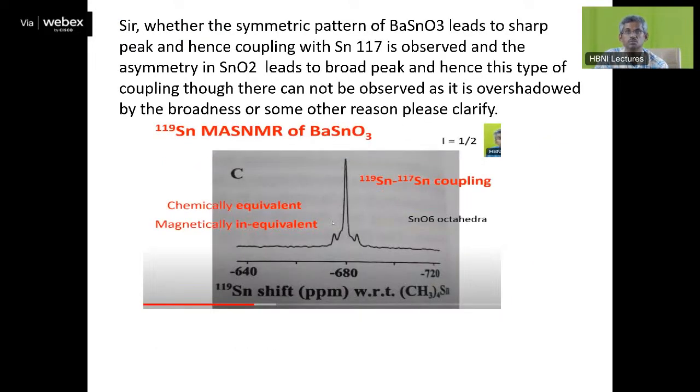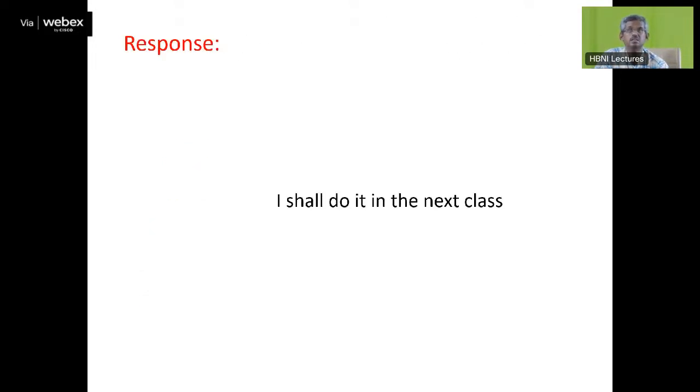Let us discuss some aspects of NMR now, solid state NMR. Hope the things are clear to you. In case any clarification is required, please feel free to mail me or telephone me. I'll be happy to answer. These are some of the queries raised by one of the participants, Sri Tapas Sahu.